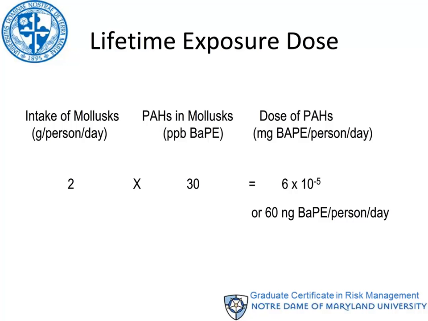Now we're ready to calculate the lifetime exposure dose. The units we're using aren't going to be familiar to everyone, so don't be too concerned about that. It's a very simple multiplication. We take the intake of mollusks, 2 grams per person per day, times the PAHs in mollusks, 30 parts per billion, and that gives us the dose of PAHs. That is 60 nanograms of benzopyrene per person per day. 60 sounds bigger than 34.